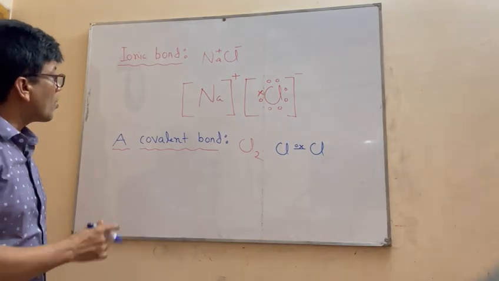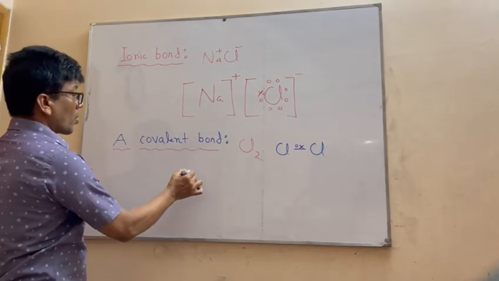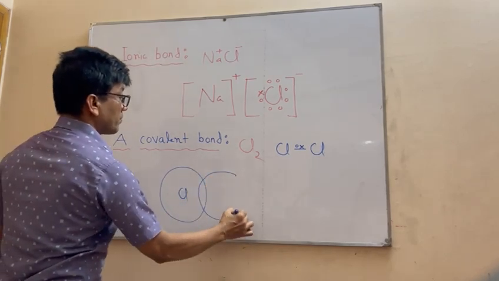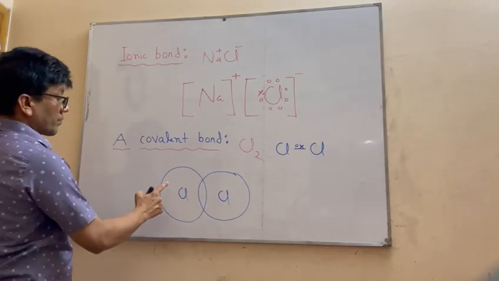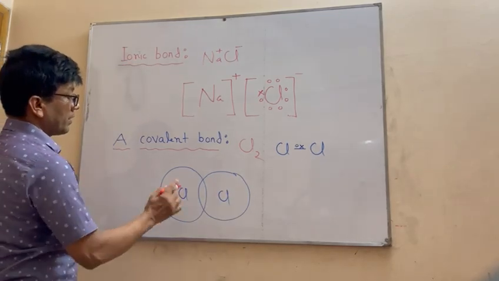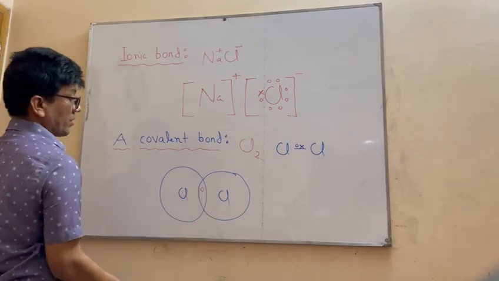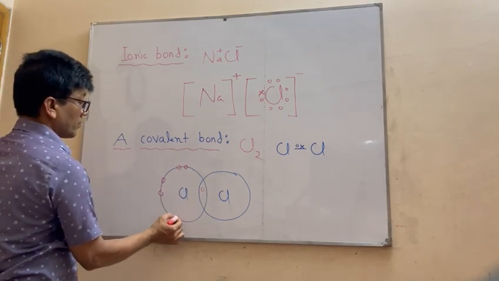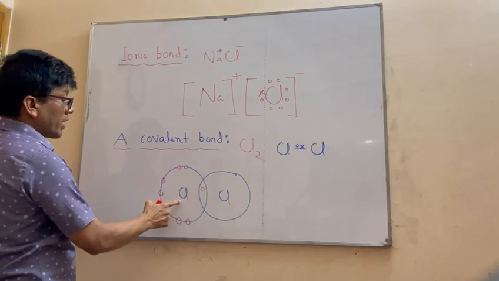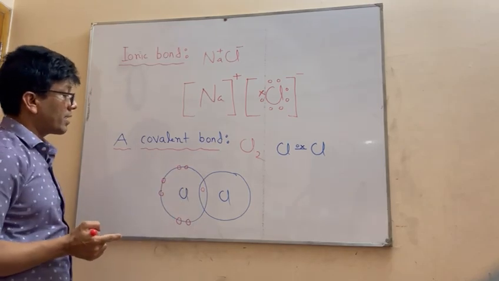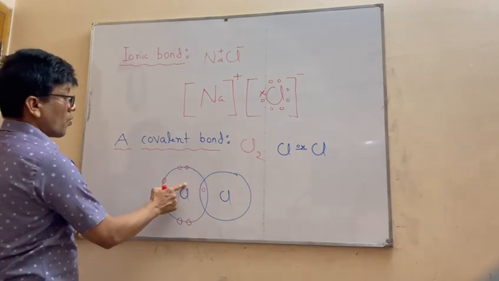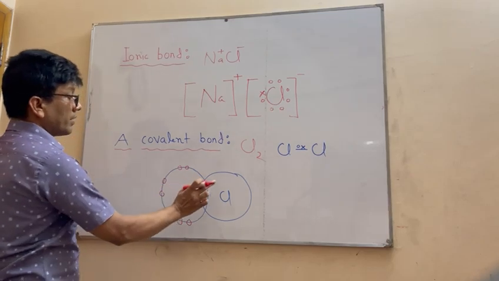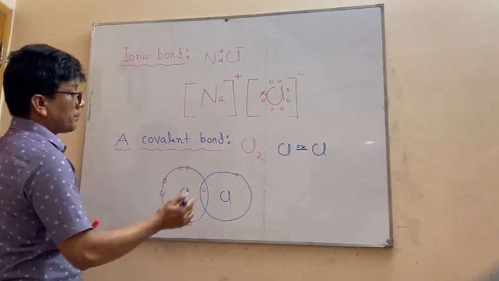Now you will see how this covalent bond is formed. Chlorine, 2 chlorine atoms. This chlorine gives 1 electron here, dot, remaining 6 electrons in its outer shell. Chlorine is group 7, so it has 7 electrons in its outer shell, 1 electron shared, remaining 6: 1, 2, 3, 4, 5, 6.